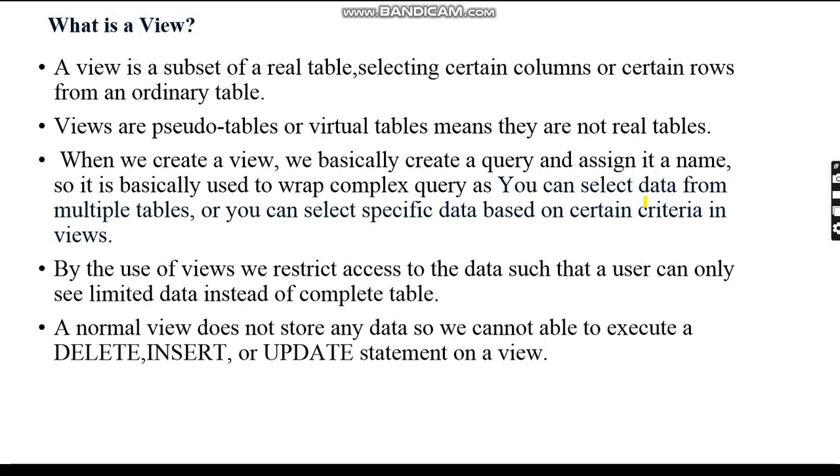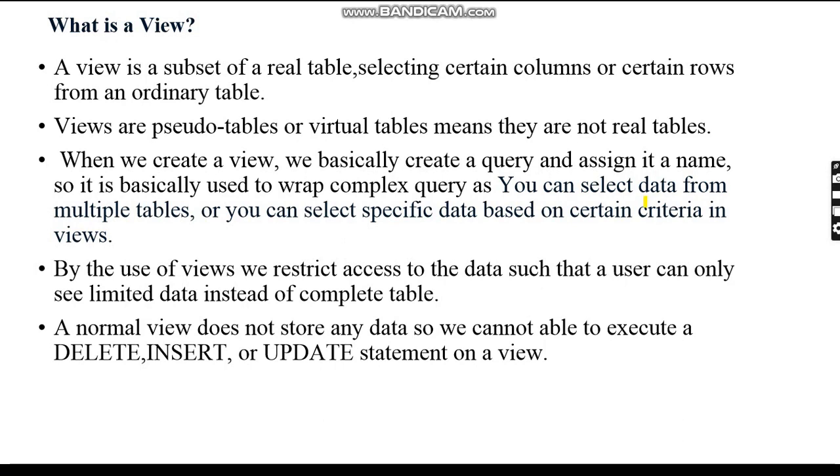Okay, selecting certain columns or certain rows from an ordinary table, the table which is already present in your database. From that particular table we are selecting certain columns as per the user's perspective. Whatever columns the user needs, it is going to take into the view. So that's why it is saying a view is a subset of a real table, and it is said to be a virtual table. They are not the real table. Remember this, views are not real tables, they are just virtual tables.